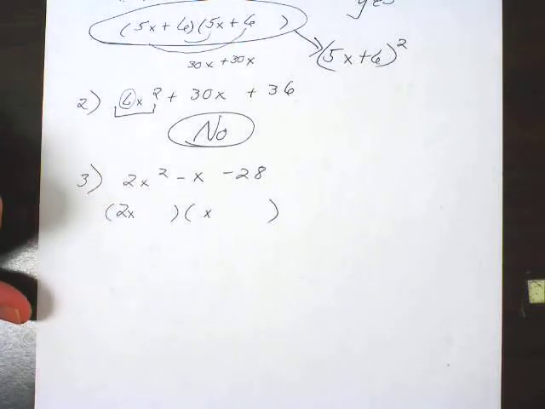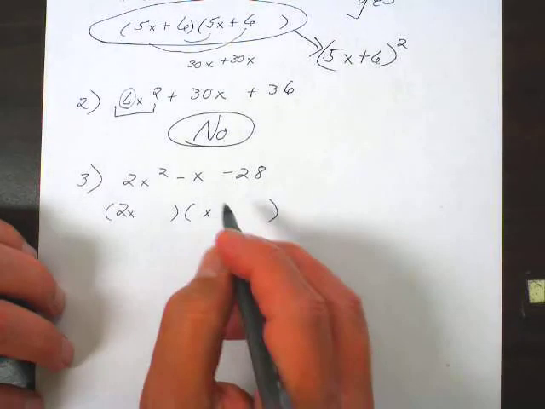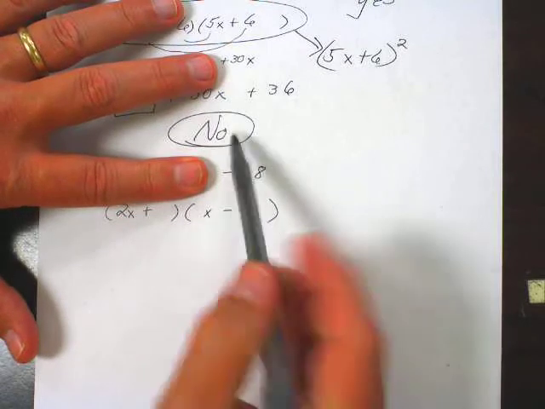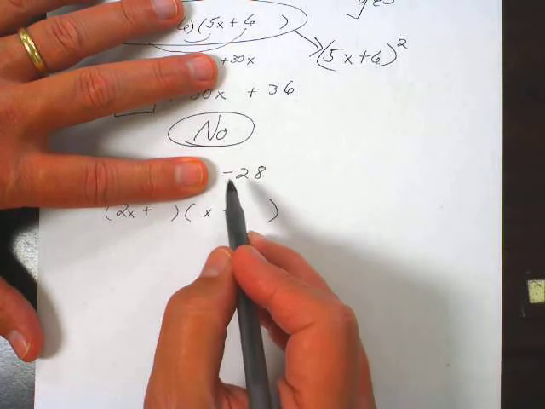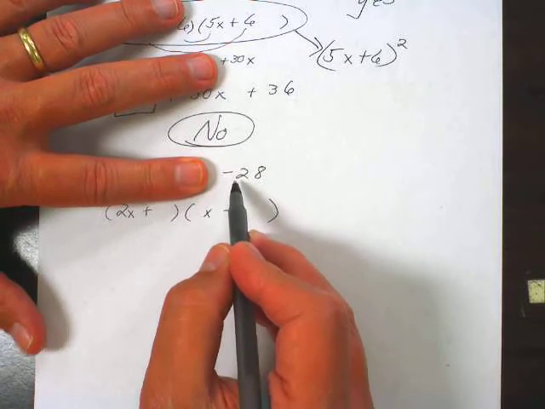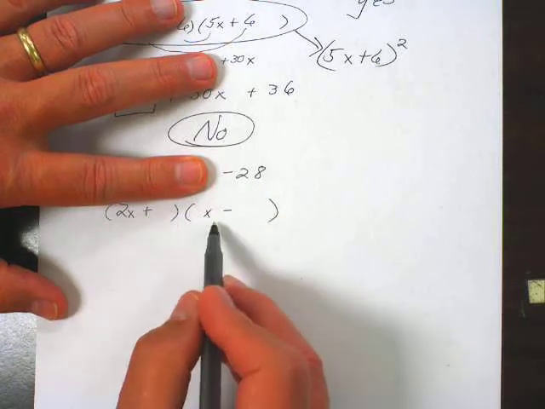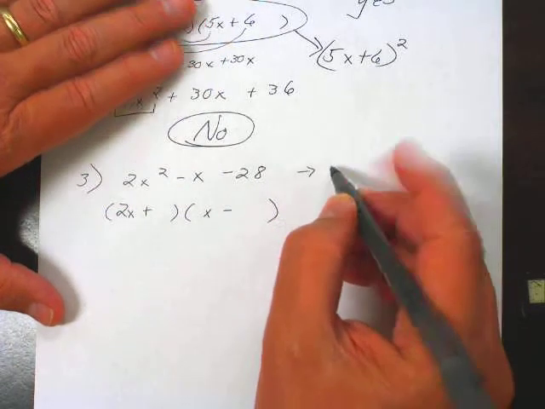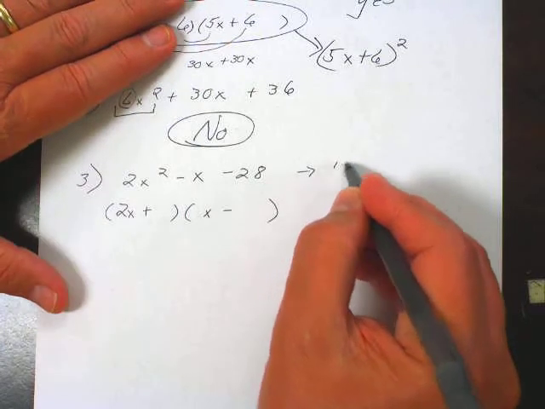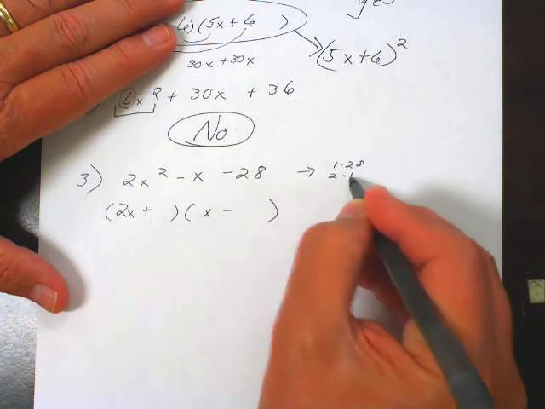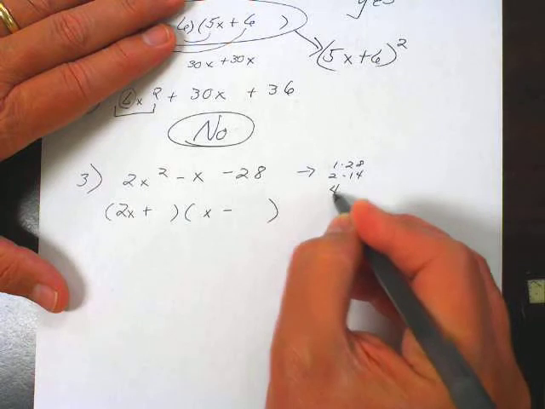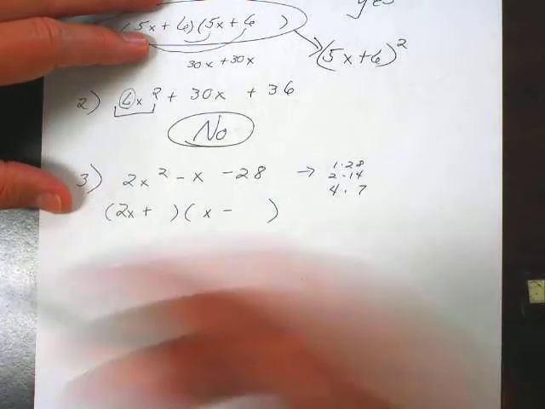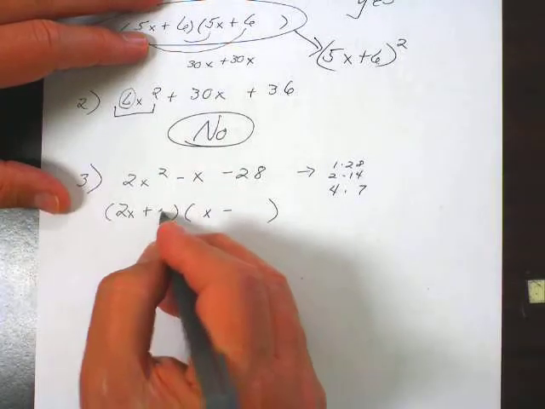Okay, what are the signs going to be here, Valerie? 1 plus, 1 minus, because that's a negative. If the last term is negative, it's 1 plus, 1 minus. Okay, Valerie, what are all the combinations that would give us 28? 1 times 28, 2 times 14, 4 times 7. Okay, and so we'll just go right up the list. We'll do 4 and 7.